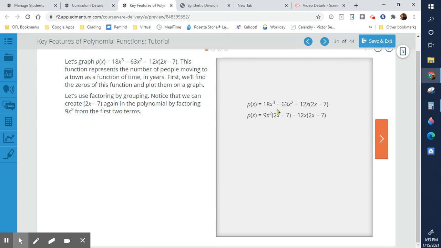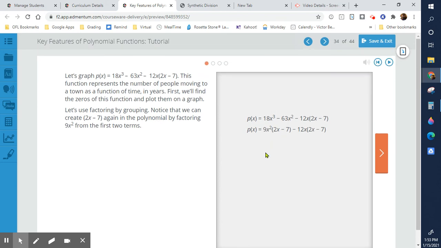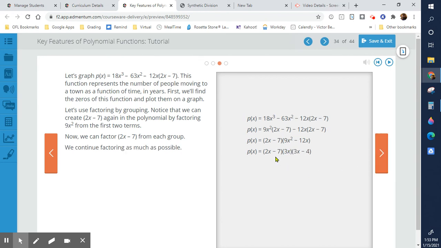So the first thing we're going to do here is they see, hey, we can factor out by grouping. We can factor a 9 out here, and then we have the same factor here, which allows us to factor out that 2x minus 7. So they're factoring out this 2x minus 7, leaving this on the inside. From here, we can factor this out by taking out a 3x, and then we have these three factors. So we have x equals 0, and x equals, we're going to add 7 to both sides.